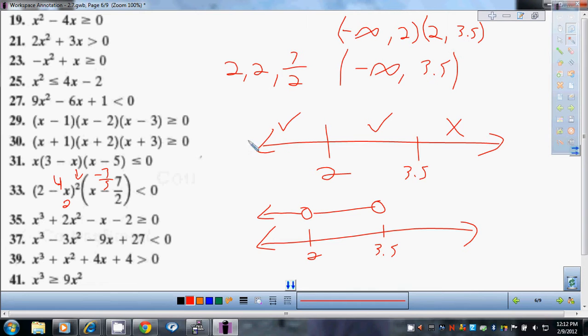2 cannot be. If you plug in 2, is it true? You would get 0 times something, so 0, and that would say 0 is less than 0. Not true, so you can't include it. Good eye, sir. You can't choose 2 because you know that equals 0.